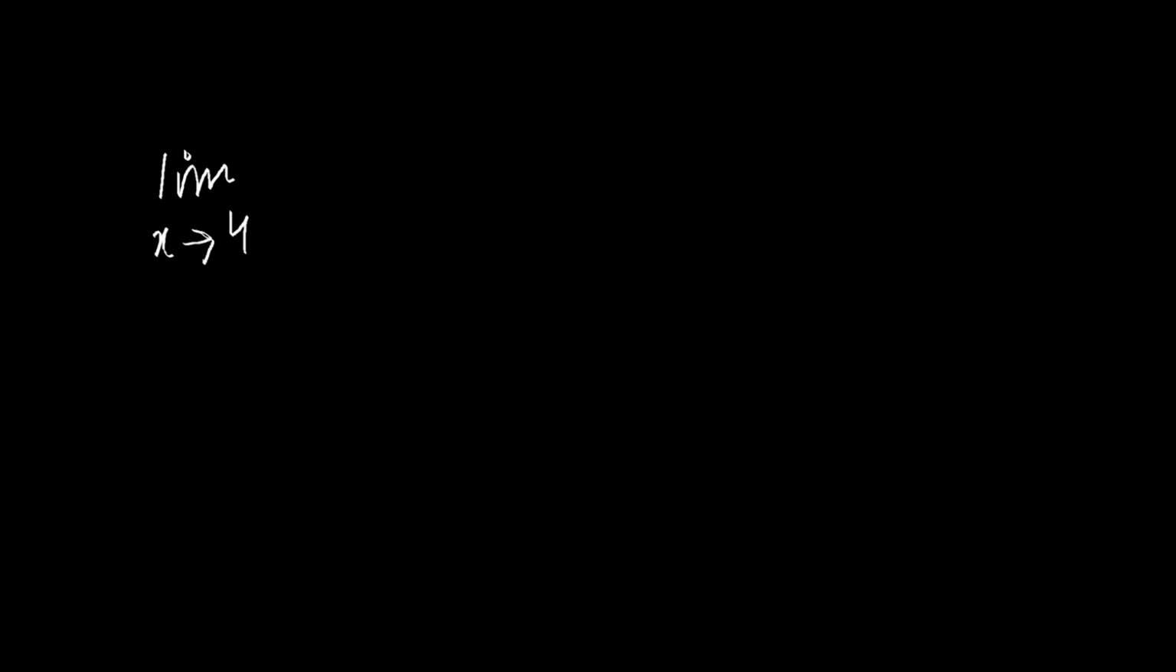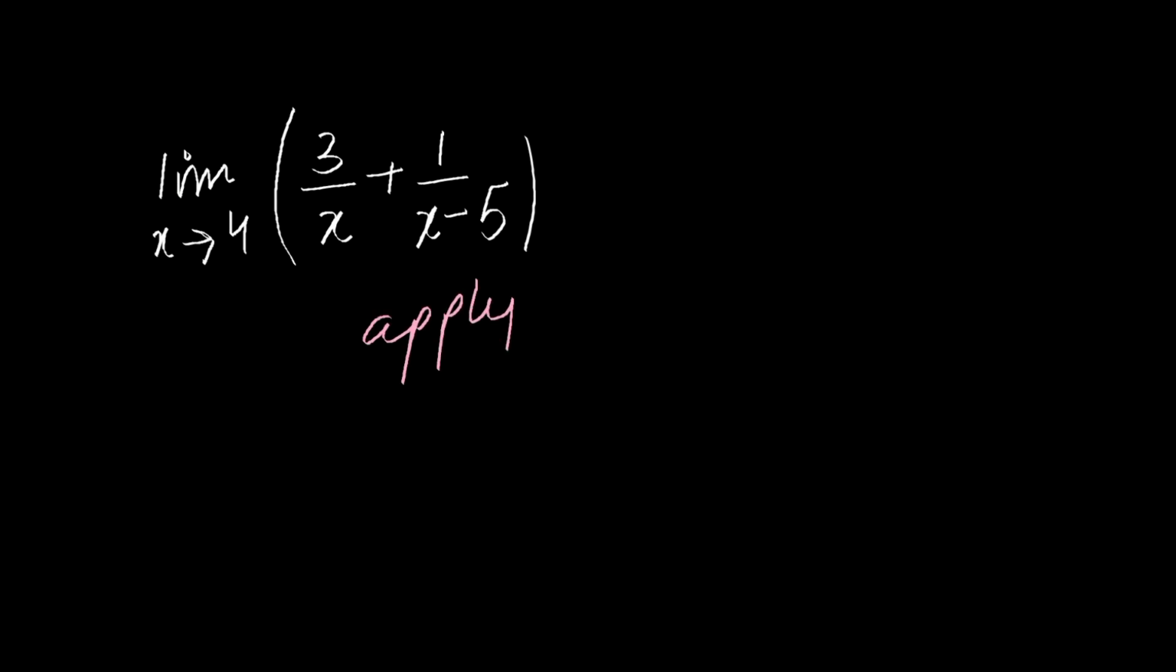So we have given a question that limit x tends to 4, and we can say x approaches 4, of 3 over x plus 1 over x minus 5. So this is the question. We have to solve this. So how to find limit? How to find limit of a function? It's very easy. It's just like solving a normal function. So applying limit, now we are going to apply limit over here.